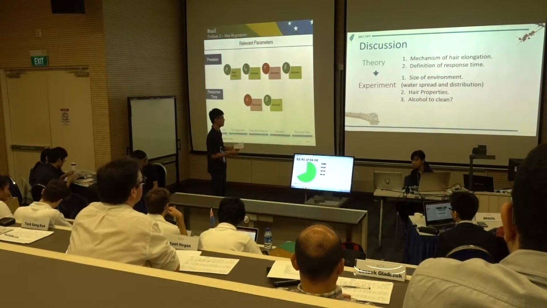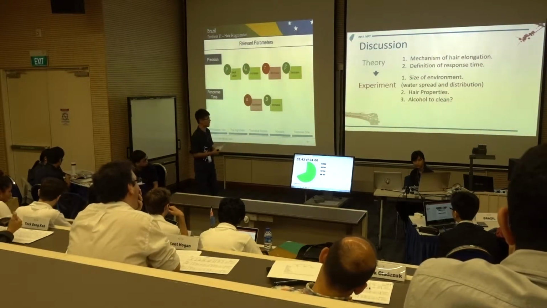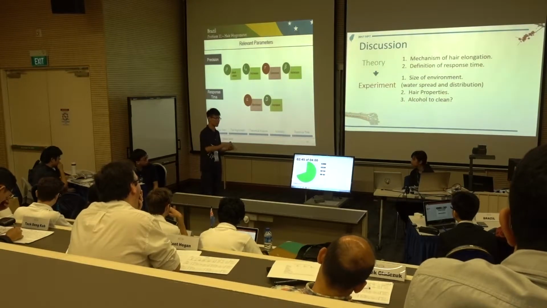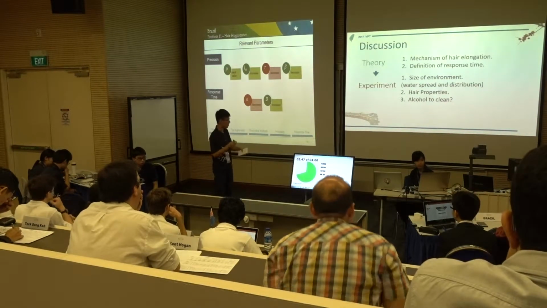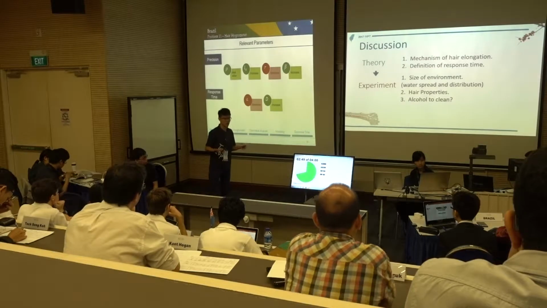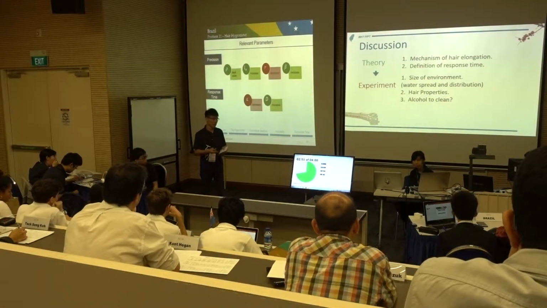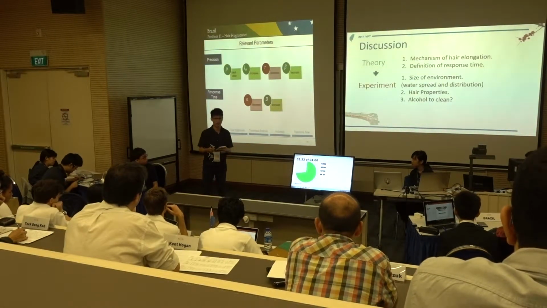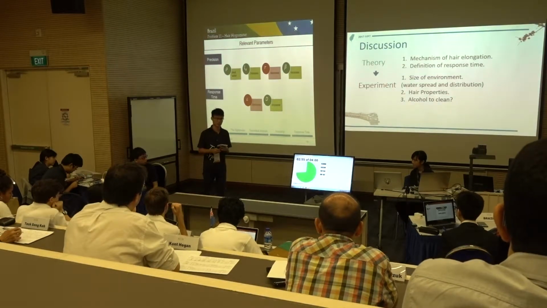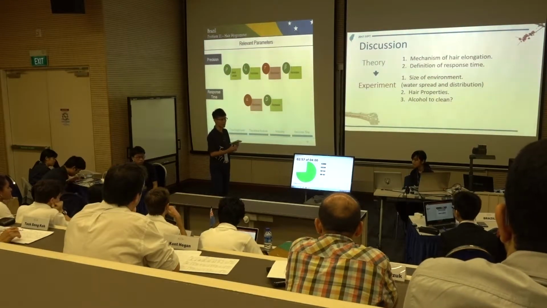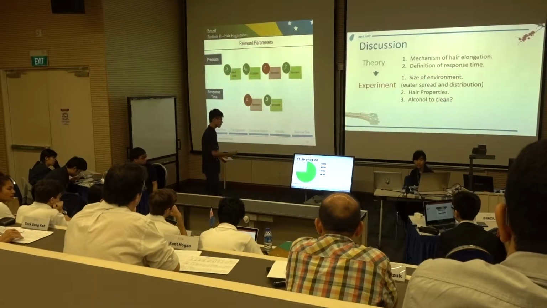For the hair properties, the reporter said that he used alcohol to clean the hair. Alcohol influences the properties of hair, and we all know that hair is protein, so when it is out of the human body, it will start to decay. So how will the decay of hair influence your results?